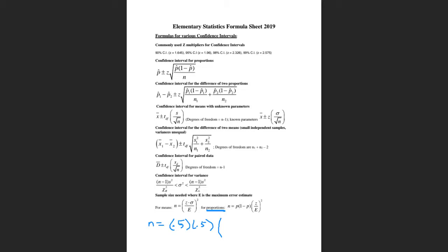And then z, for 90%. So what is the z-score for 90% confidence? That's right at the top of that formula sheet. It would be the 2.575. That's for 99%. What's it for 90%? 1.645. Very good. And what's the error they said?